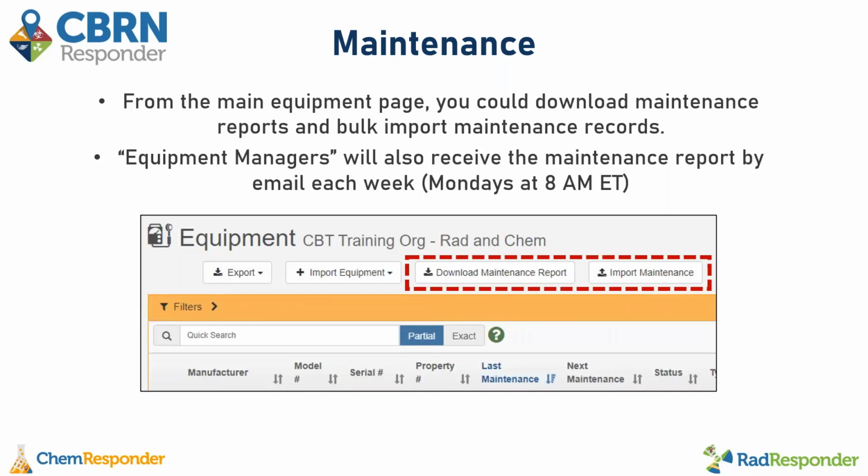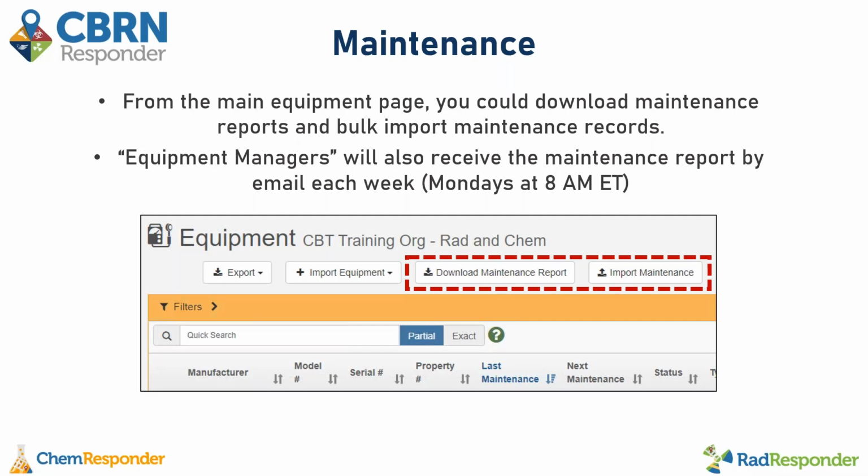From the main equipment page, you can also download maintenance reports and bulk import maintenance records. In the top there, you can see that I've got these two options, the maintenance report, and similar to how I showed with importing instrumentation, I can also import maintenance records through an Excel.